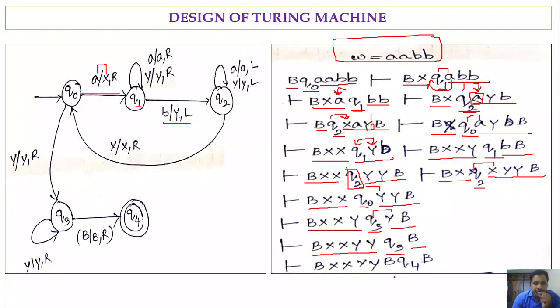Next input is B. In Q3, if we get B, replace that B with B, move the head towards right and move from state Q3 to Q4. So you'll get BXXYY Q4. Obviously it points to the next cell, which is blank. In Q4 we don't have any outgoing transitions, so here the Turing machine halts, and during halt we check whether Q4 is final or not. Since it is a final state, the string AABB is accepted. This is how you have to prove the acceptance of a string.